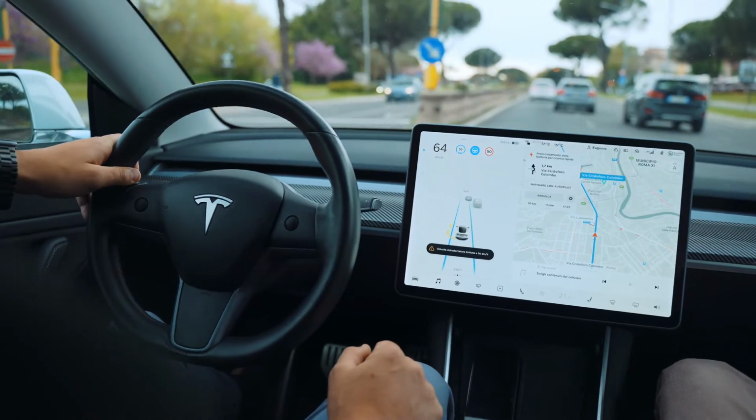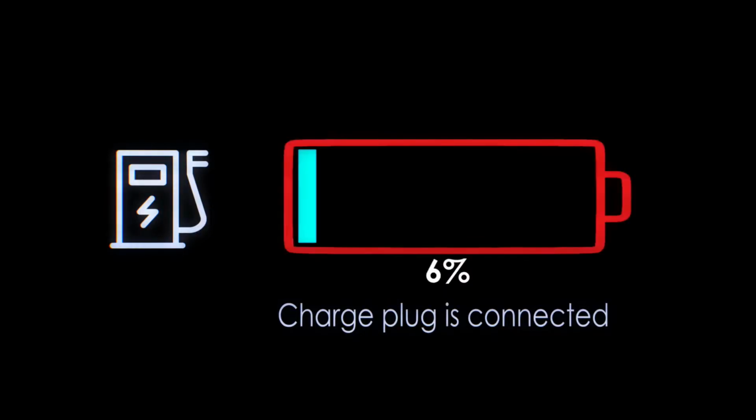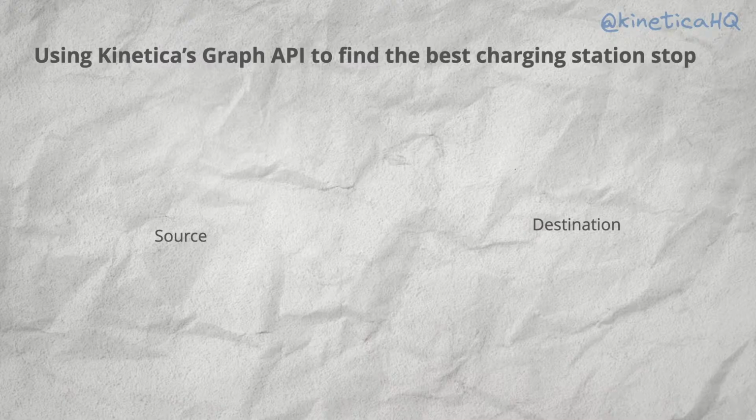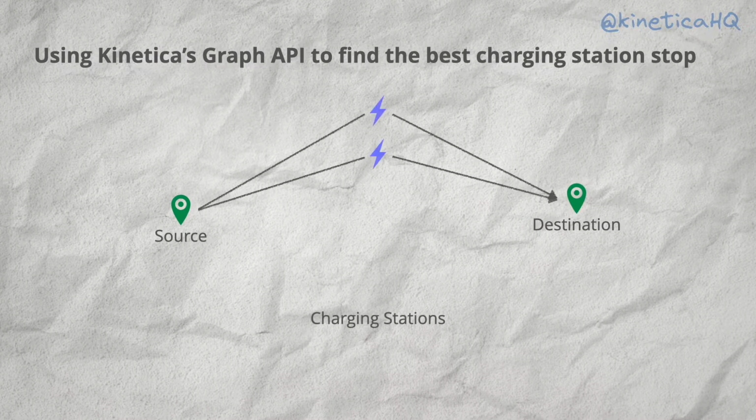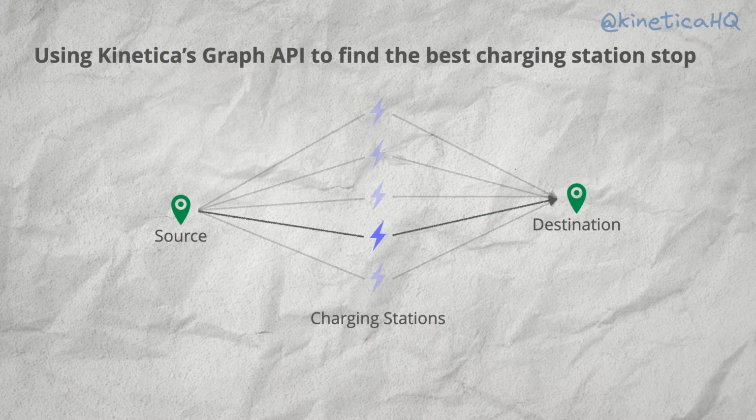Range anxiety is real. It is the fear that your electric vehicle will run out of charge before it reaches its destination. And it is considered to be one of the biggest blockers for the mass adoption of electric vehicles. We have set this demo up to illustrate how Kinetica's Graph API, coupled with its computational power, can be used to find optimal routes between a source and a destination point with stops at a charging station.